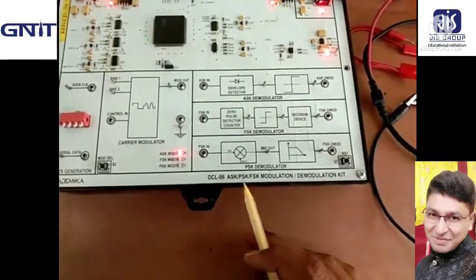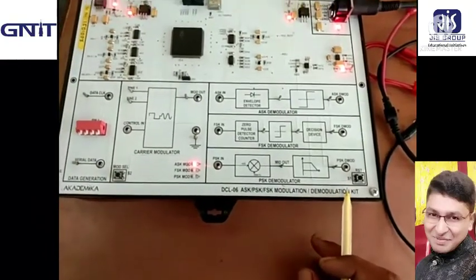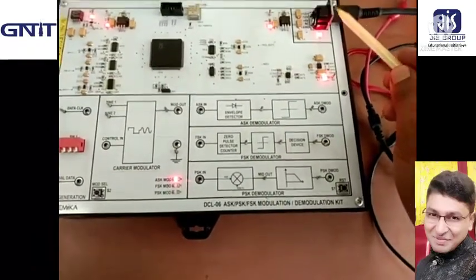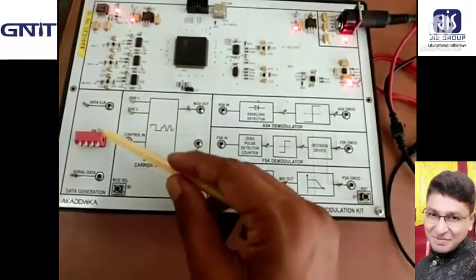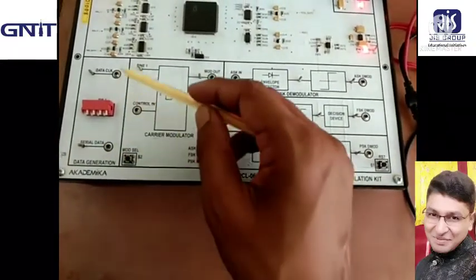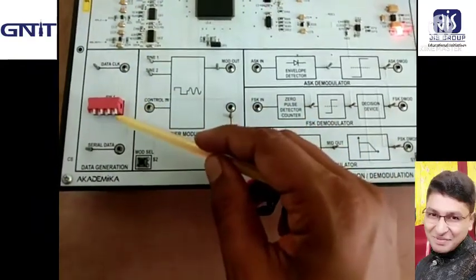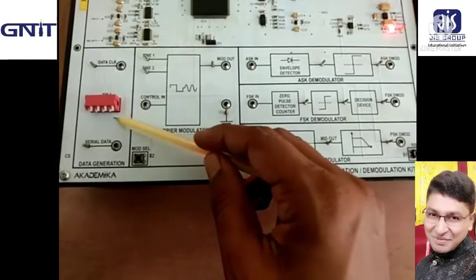This is our PSK modulation and demodulation kit. This is our power section, and this is our data generation section. This is the data clock section. This is the switch for input selector, input bit selection.